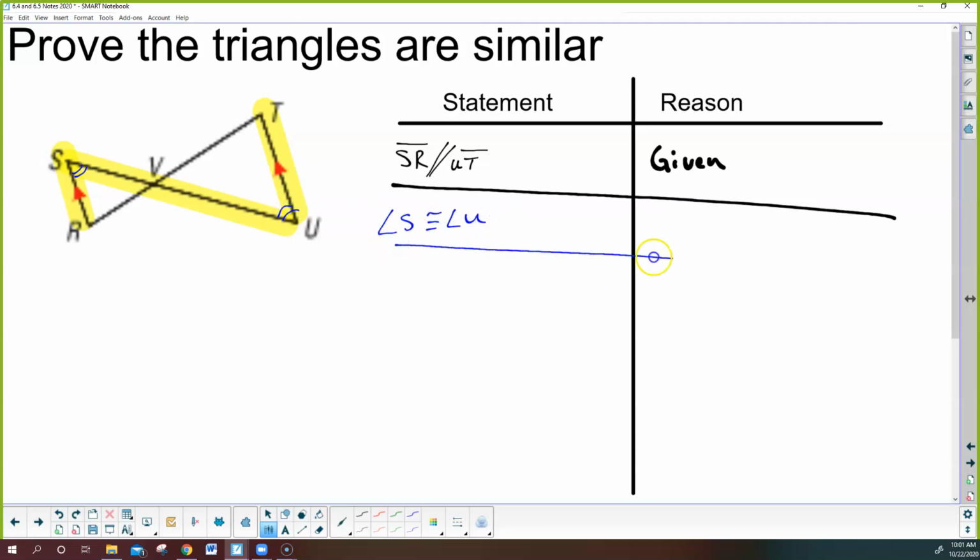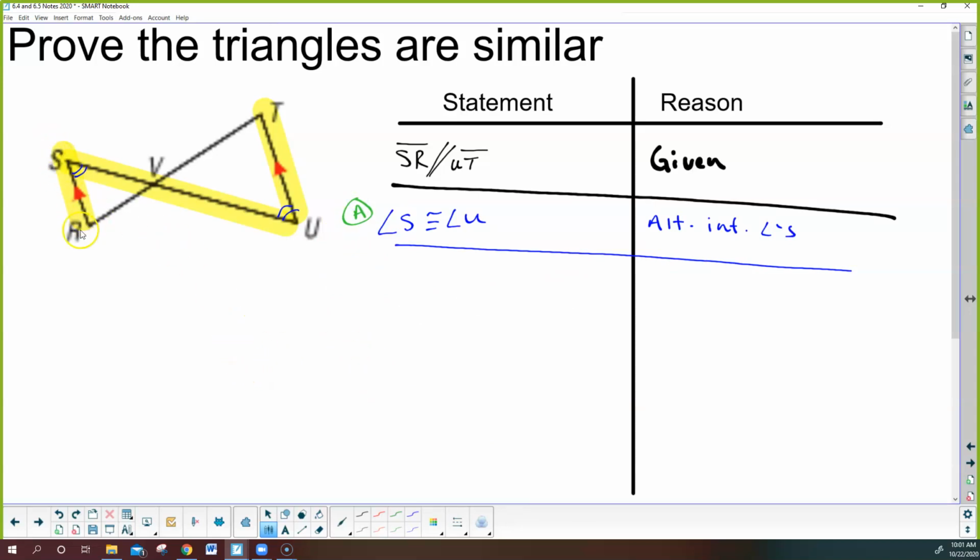And my reason? Alternate interior angles. And our reason, if the lines weren't parallel, we wouldn't be able to use that. Now, that's one pair of angles. Cool, we're halfway done. I need to find another pair.